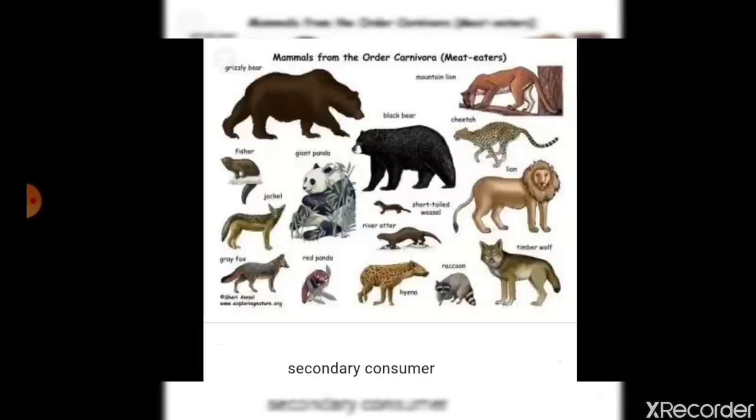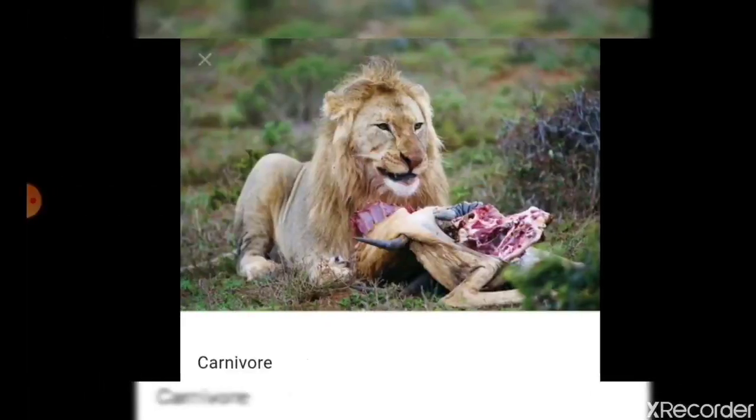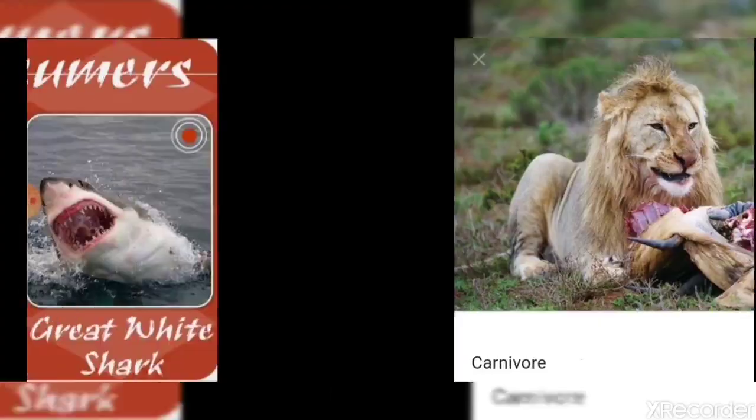Now, the secondary consumers. This category includes lion, tiger, jackal, leopard, etc. They are known as carnivores as they feed on the flesh of other animals, or we can say primary consumers. They mainly eat primary consumers.